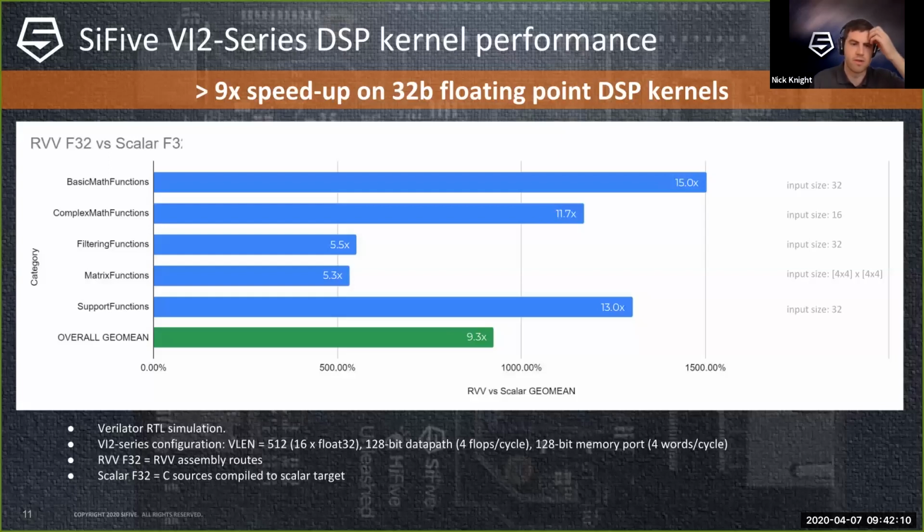This is from a very late simulation using that VI2 configuration I just discussed. This is a speed up of our assembly routines over C sources, which were compiled to a scalar target. And you see a wide range of different speed ups here, but they're definitely getting good speed ups, more than you might expect from just raw floating point speed up. Again, that's because of parallelism in the microarchitecture.